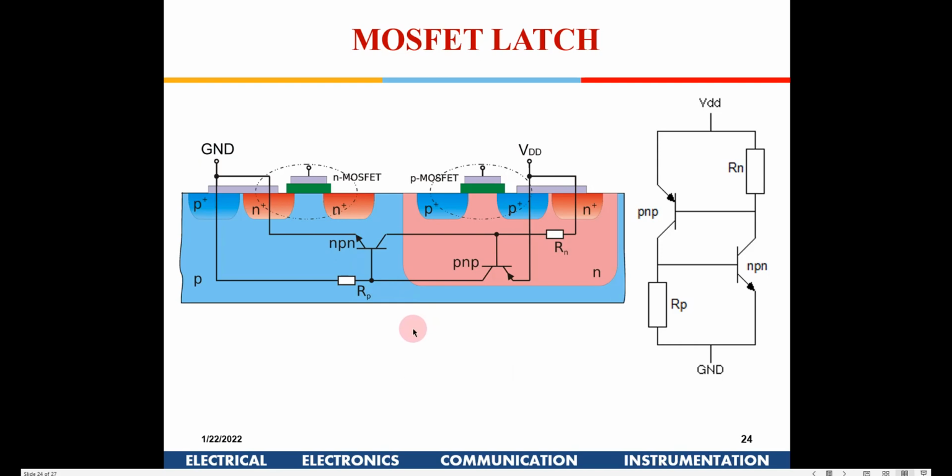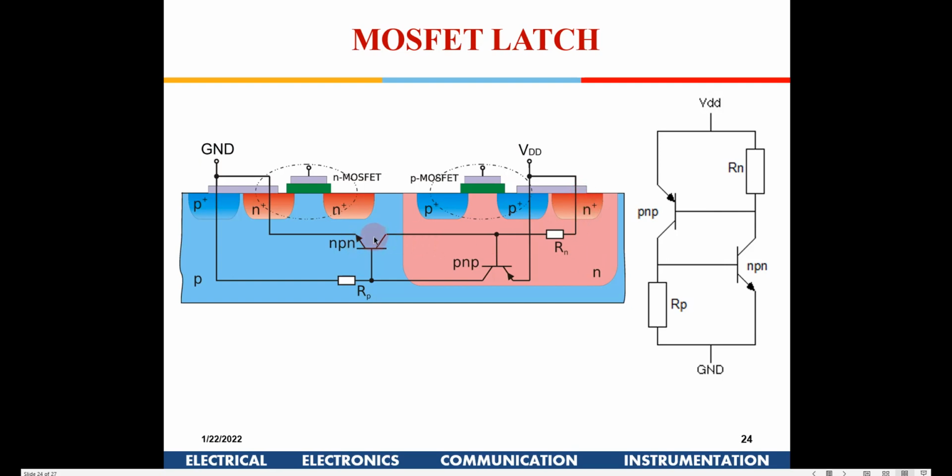Let me explain this issue of latch once again. Now if you see here, this is a P substrate. You have two N regions here corresponding to one NMOSFET, and close by you have an N well here. Within the N well you have two P plus regions, which are for the source and drain of the PMOSFET, and also you have an N plus region out here, so that you are biasing the substrate with VDD.